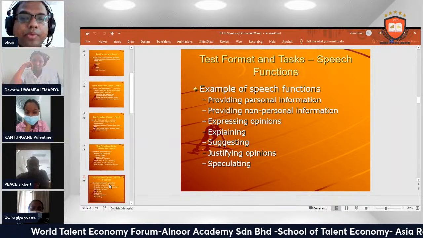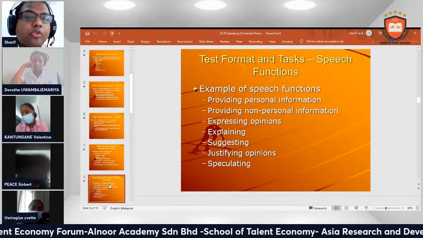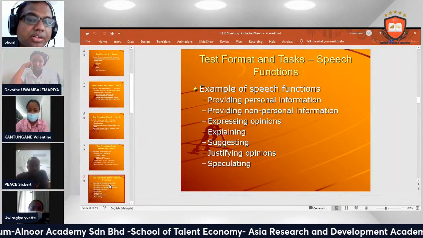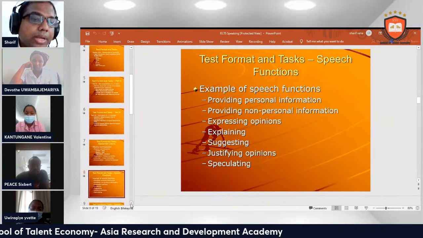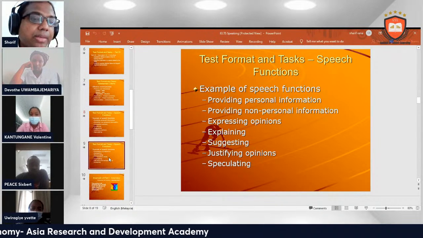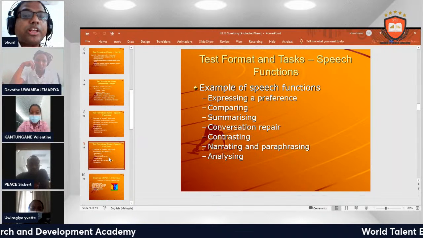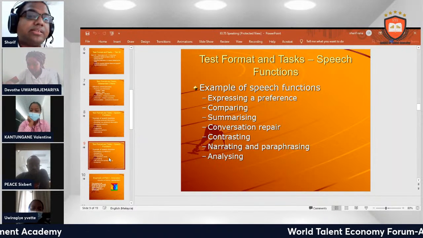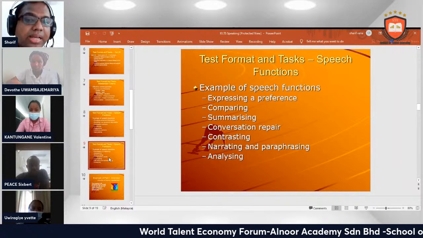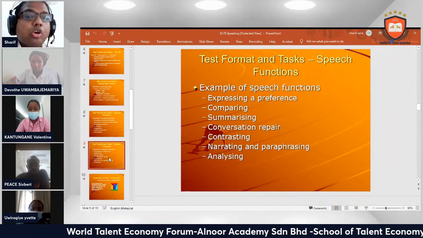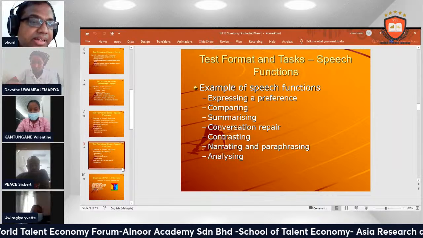So you have to provide personal information. At some point you can provide non-personal information, express opinion, explanation, suggestions, justifying opinion, speculation. You can take notes, these are very important aspects. You can express a preference, compare, summarize, contrast, narrate, paraphrase, and analyze.